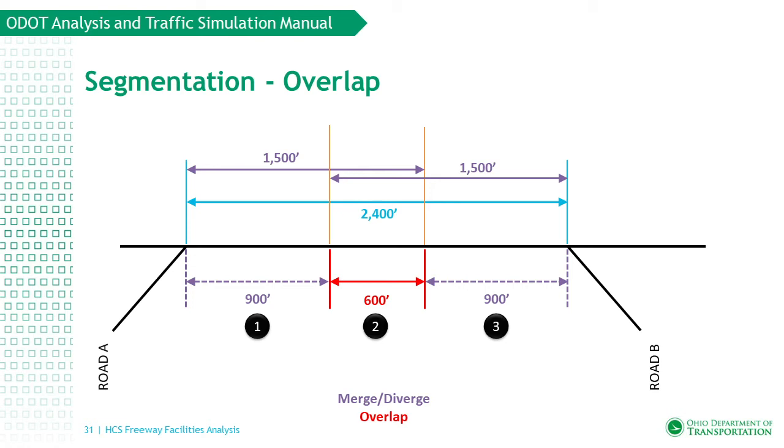Therefore, when entering this location into HCS, there would be 3 segments: a 900-foot merge segment, a 600-foot overlap segment, and a 900-foot diverge segment. Notice that these merge and diverge segment lengths differ from the default 1,500 feet and will need to be manually entered into HCS. When entered correctly, the overlap length plus the merge or diverge length will equal 1,500 feet.